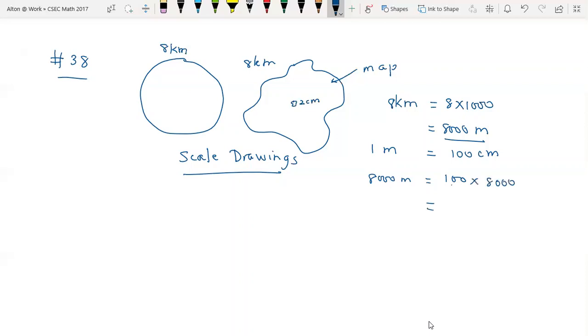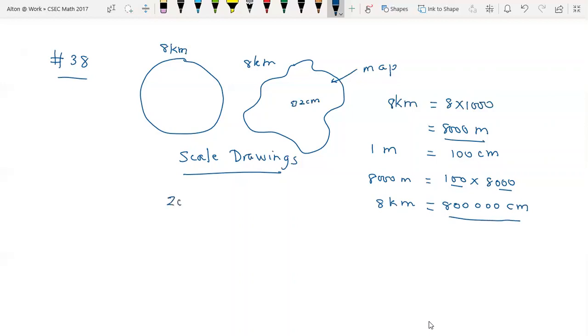Let's see how many zeros that'll give us. 2, 1, 3, 5 zeros. So that will be 8, and 1, 2, 3, 4, 5 zeros. So 8 kilometers is equivalent to 800,000 centimeters. So now we are in a position to determine our scale.